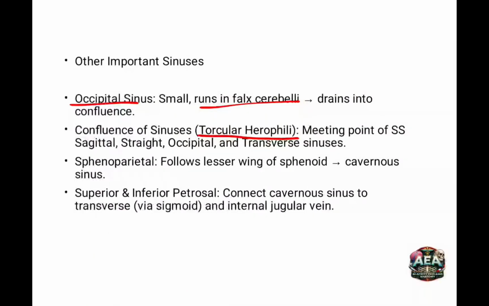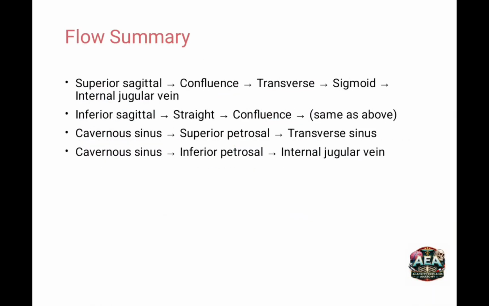So we have the sphenoparietal, which follows the lesser wing of sphenoid into the cavernous sinus, and we have the superior and inferior petrosal, which we already said connects the cavernous sinus to the transverse through the sigmoid as well as the internal jugular veins.